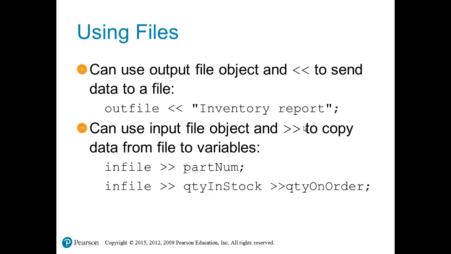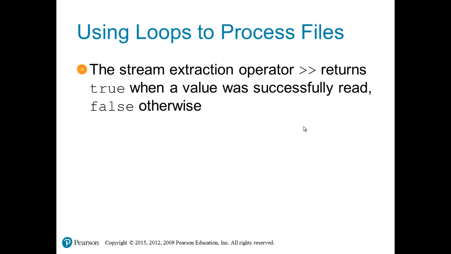Now one thing you have to watch out for here is you have to have the right information in the file. If partnum is an integer, there better be an integer at that location in the file. So you have to know what's in the file to properly read stuff from it. Now the extraction operator that's reading from a file will return a true when the value was successfully read. If you have a value in the file and it's of the correct type of the variable you're reading in, then it will return true. If it's the wrong type, it can return a false. Or if there's no more data in the file, it can also return a false.